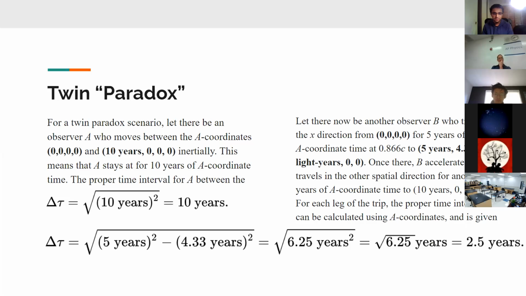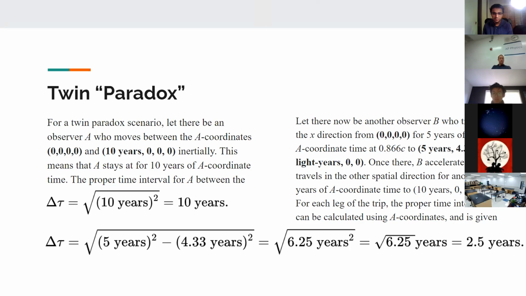And so if A stays on Earth for 10 years, the proper time interval for him is just 10 years, right? Because there's no spatial coordinate change. And if B, there's another observer who travels in the x direction from Earth to 5 years, 4.33 light years, 0, 0. So what does this mean? This means that he goes there, it takes him 5 years to get to another place, and he comes back after another 5 years.